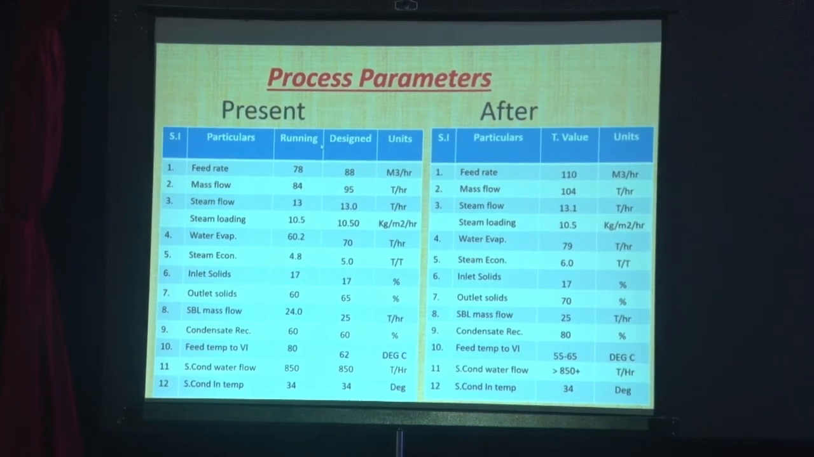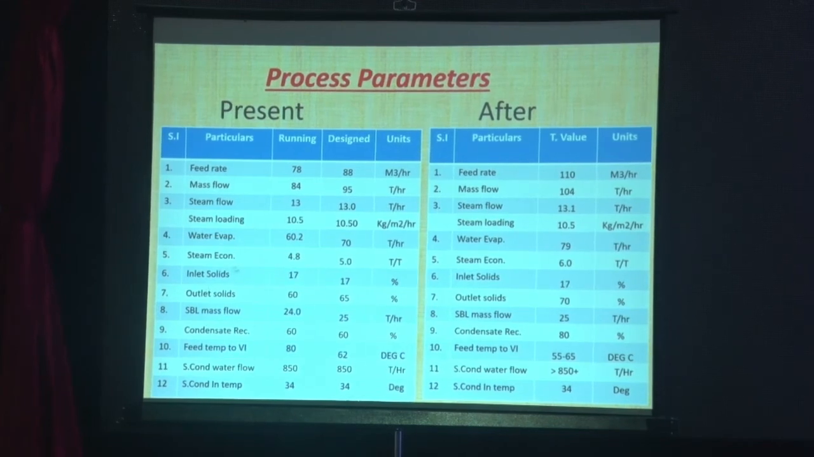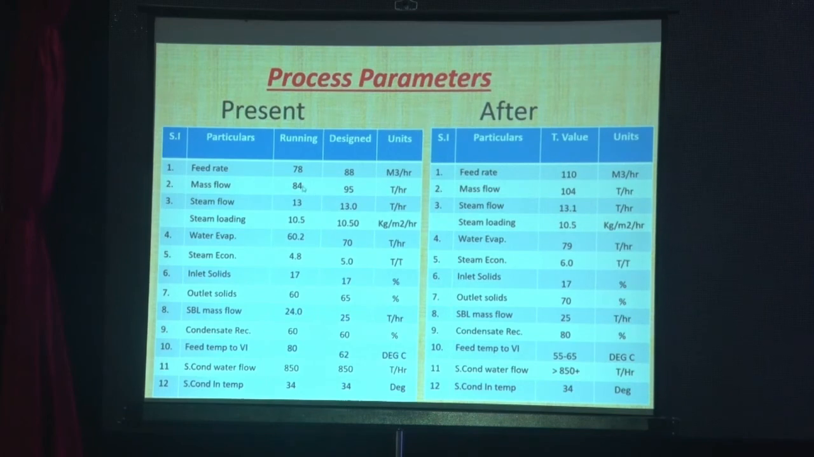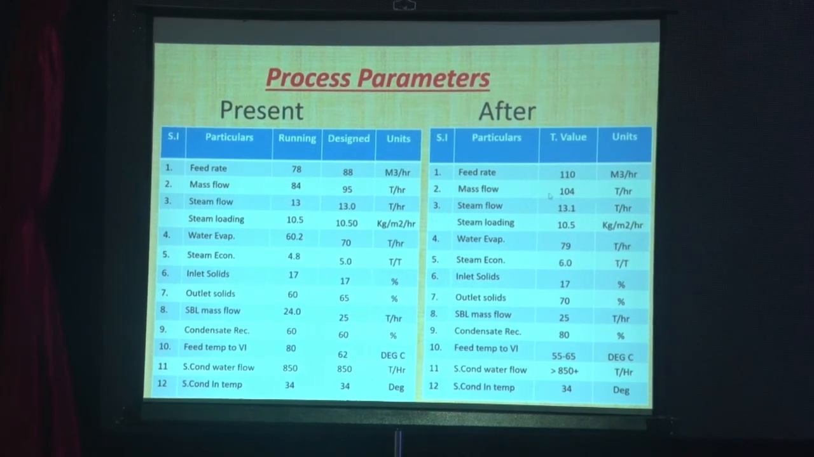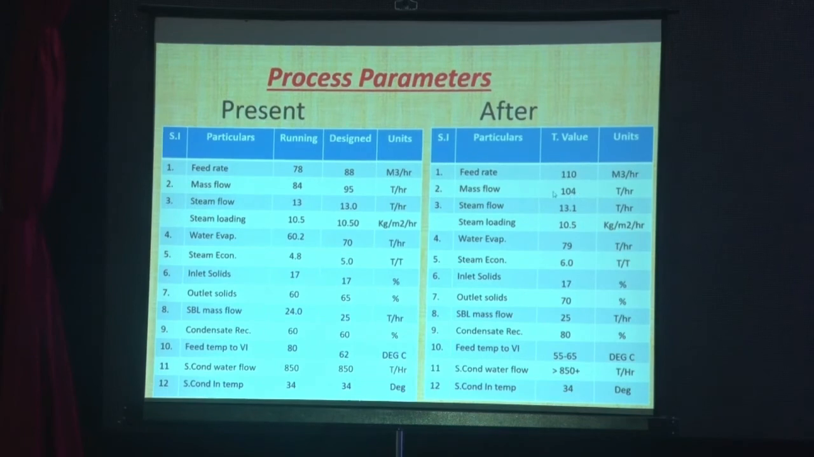So we have calculated this. Earlier design was 78; we have calculated for this data for a random paper mill, for the calculations only. Rate will be 78, after modification will be 110. Mass flow rate will be 84 earlier. After the modification, it has some error, 104, it will be more, because the density is 1.08. So these are some calculations.